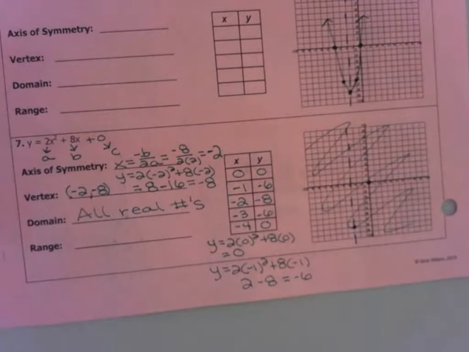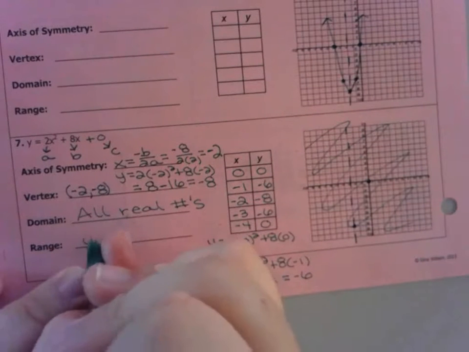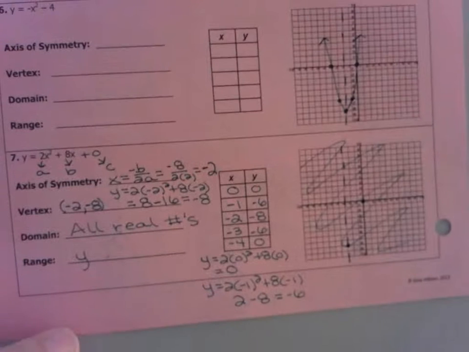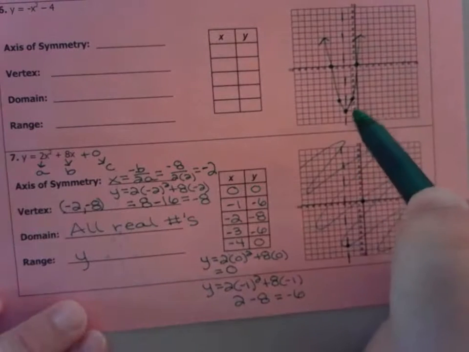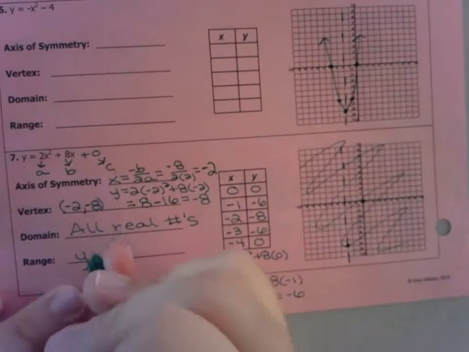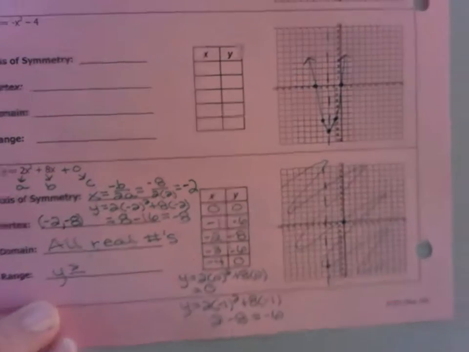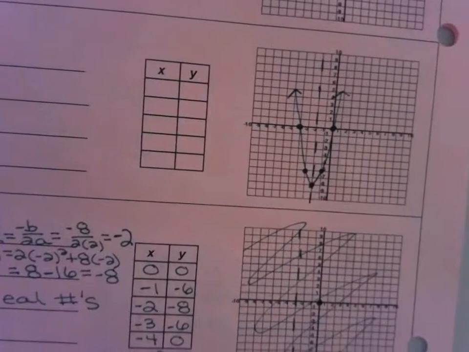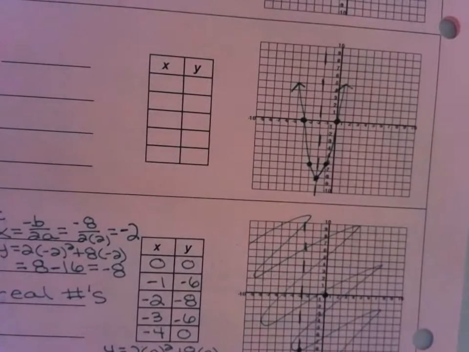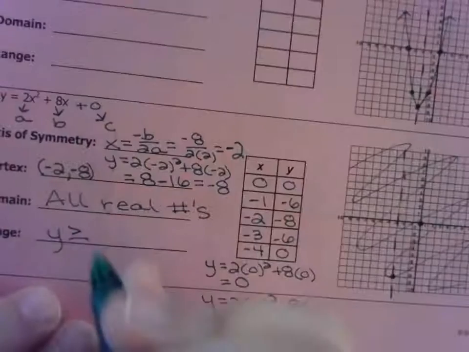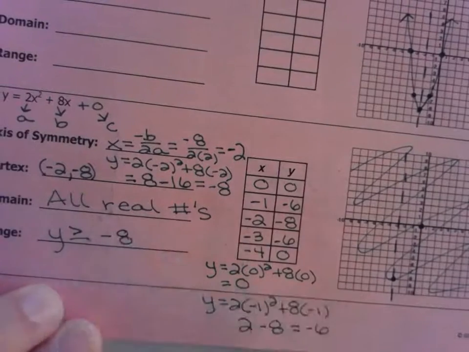Your range is going to change though. We know my y values. Are my y values greater than or less than a number? Greater, because they go above. y is greater than or equal to, what's your lowest point here? -8. Because all your y values are above -8. So y is greater than or equal to -8.